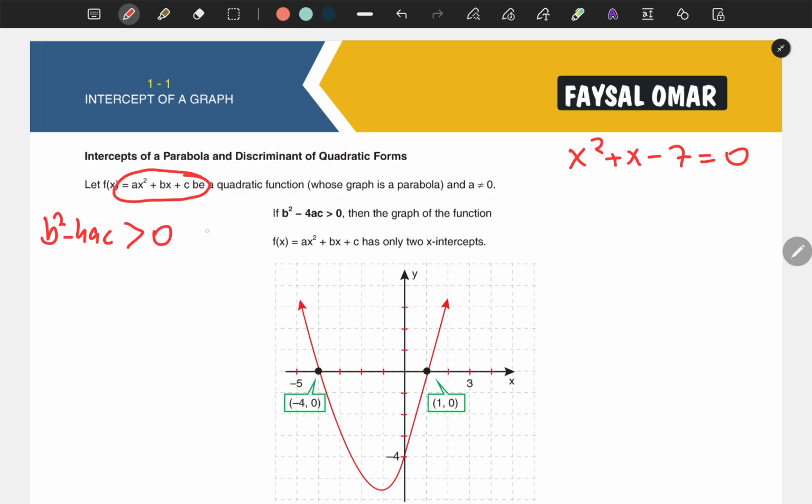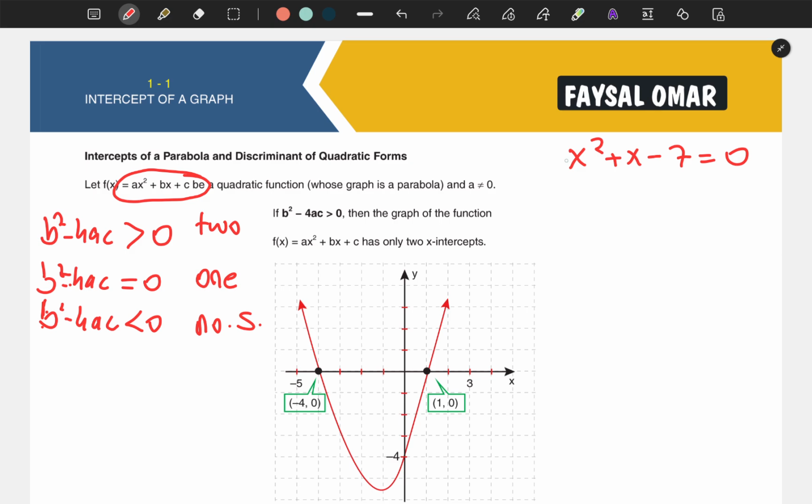If it's bigger than 0, I have 2 solutions. b squared minus 4ac, if it's equal to 0, I have 1 solution. b squared minus 4ac, if it's less than 0, I have no solution. So based on this one, I will answer the question.